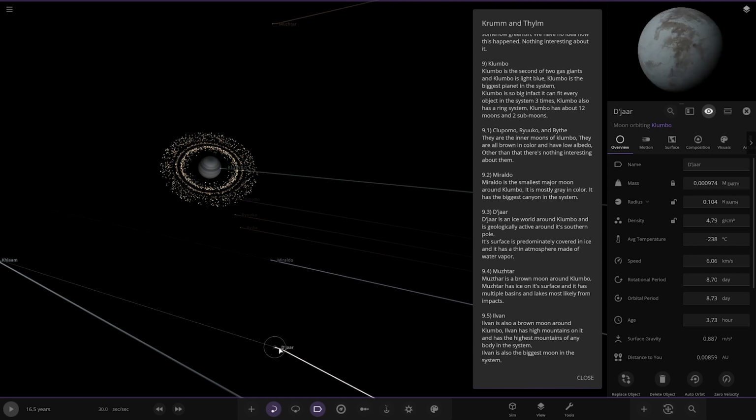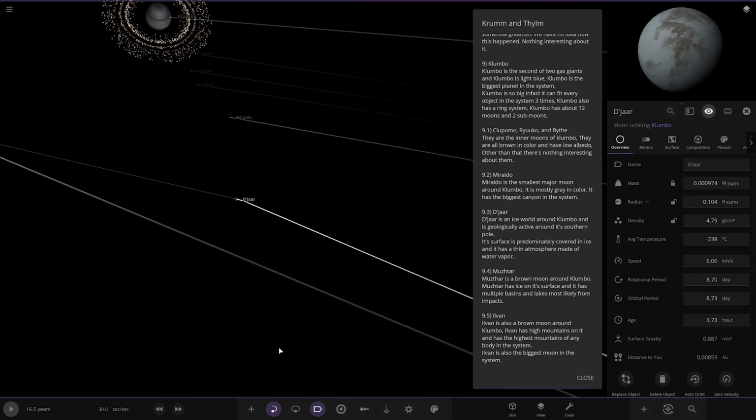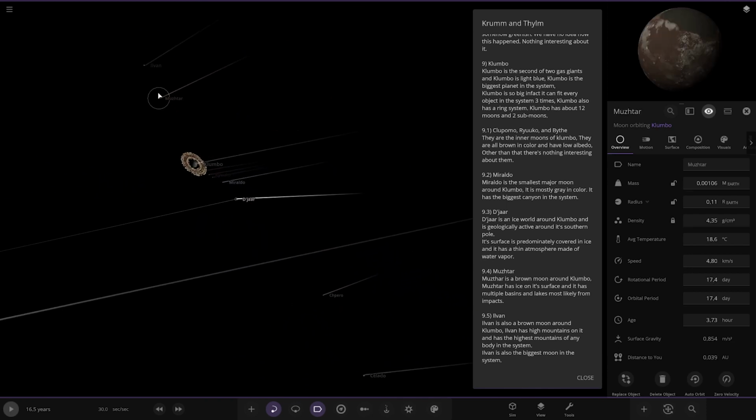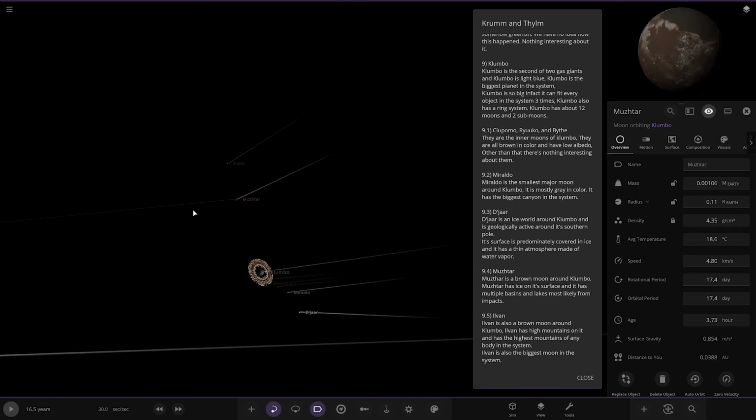Then we've got Dejar. It's an ice field around Colombo and is geologically active around its southern pole. Its surface is predominantly covered in ice and has a thin atmosphere made of water vapour. Oh, the trails are very dark. It's hard with the background to spot some of these for me. It's a brown moon around Columbo. It has ice on its surface and multiple basins, likely from impacts.